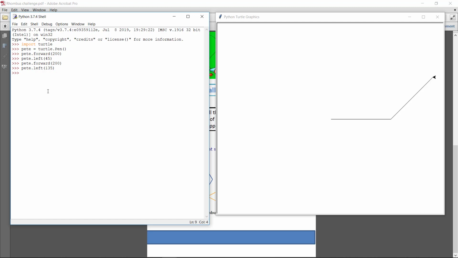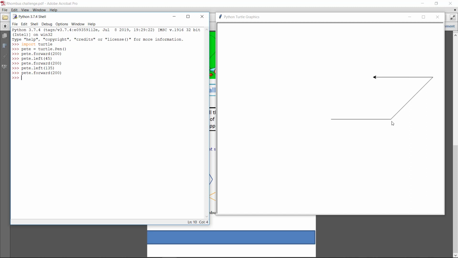Like so. Okay, so that actually looks quite awesome. Again, remember that our sides need to be equal, so we're going to make him go forward the same as with the other steps. So we're going to go forward 200 steps like that.